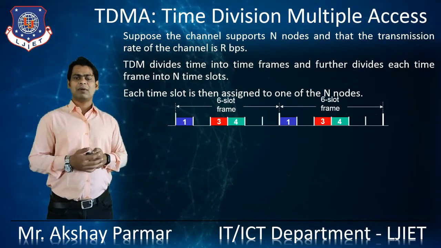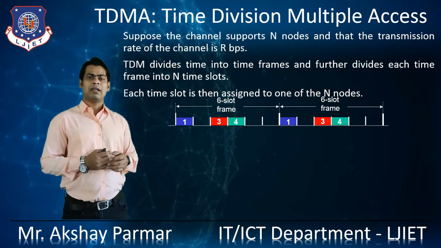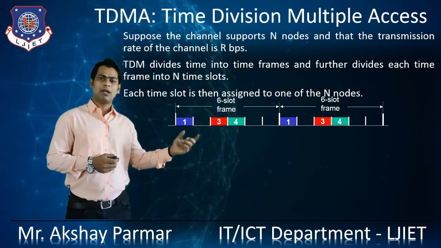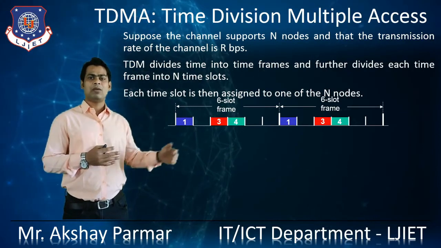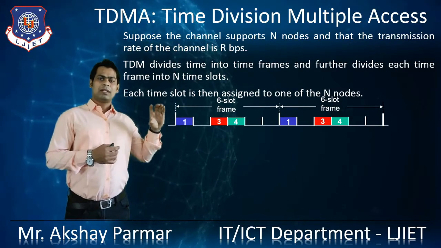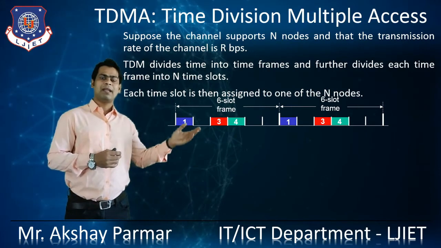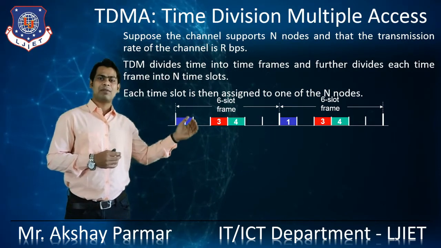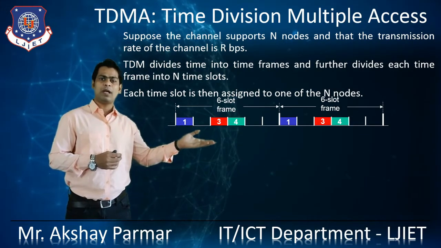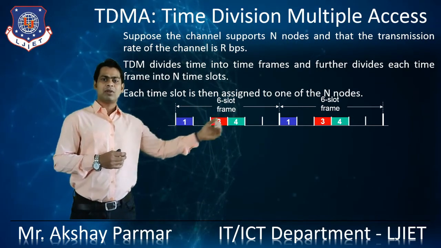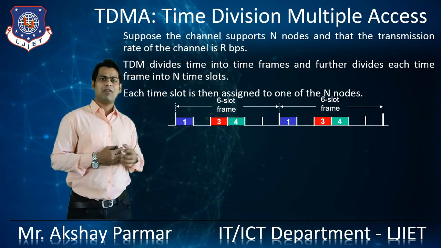So let us discuss how it's working. The time is divided into 6 slots, and in this example, time slots 1, 3 and 4 are assigned for transmission. The time is divided into time frames, and each time frame is divided into time slots. In our example, we have taken a time frame, and this frame is divided into 6 time slots. After dividing into time slots, each time slot is then assigned to one of the nodes.